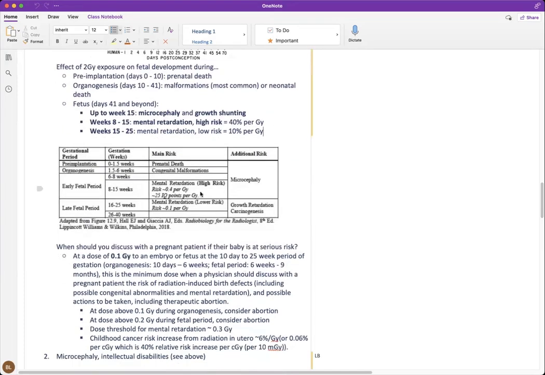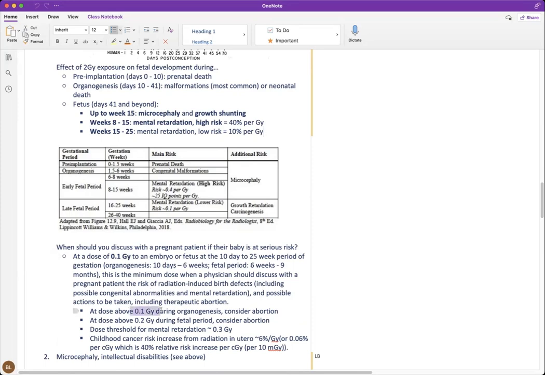Here's another handy table summarizing what I've talked about. So when should you discuss with a pregnant patient if their baby is at serious risk? At a dose of 0.1 gray to an embryo or fetus during the day 10 to 25 period. So again, this is either organogenesis or fetal period. This is the minimum dose when a physician should discuss with a pregnant patient the risk of radiation-induced birth defects, and whether they should possibly have a therapeutic abortion.